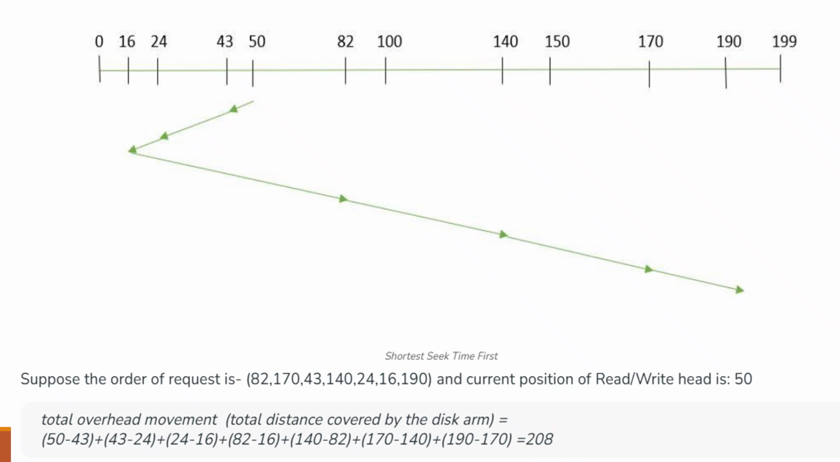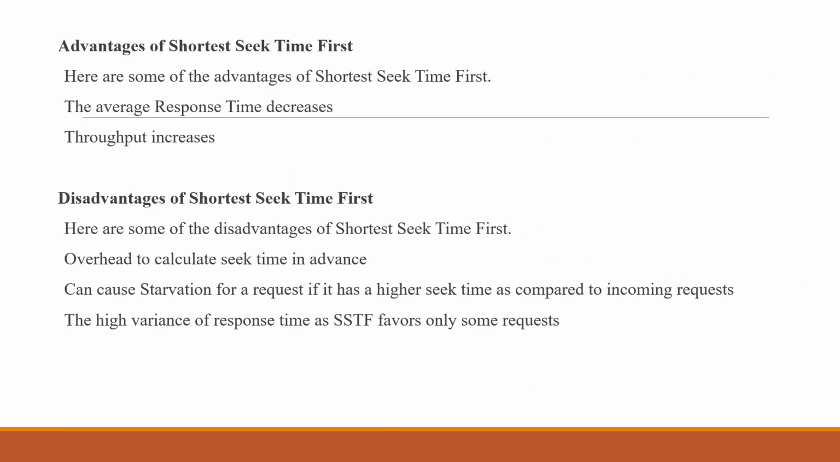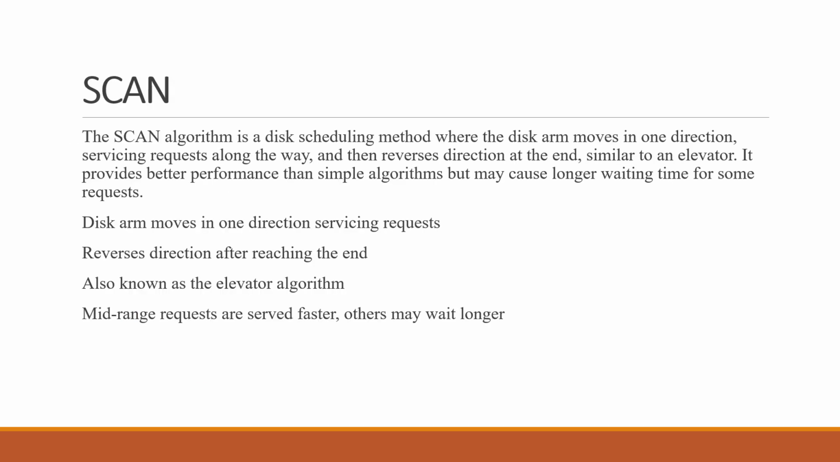After that, next one, some advantages of shortest seek time first. The average response time decreases, throughput increases. Here the main problem will be starvation. As we said earlier, the main disadvantage will be starvation.